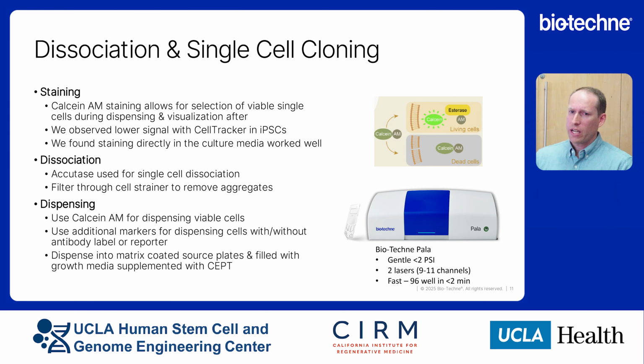Once you've established your culture and you want to move into dissociation and single cell cloning, we always recommend staining with viability stains. This helps you dispense viable cells. The viability stain of our choice is calcein AM. We've tried some of the branded ones, like CellTracker, for example. It's a Thermo product, not bad-mouthing it, we use it for all of our other cells, but it didn't work as great for iPS cells. We got a much higher signal with calcein.